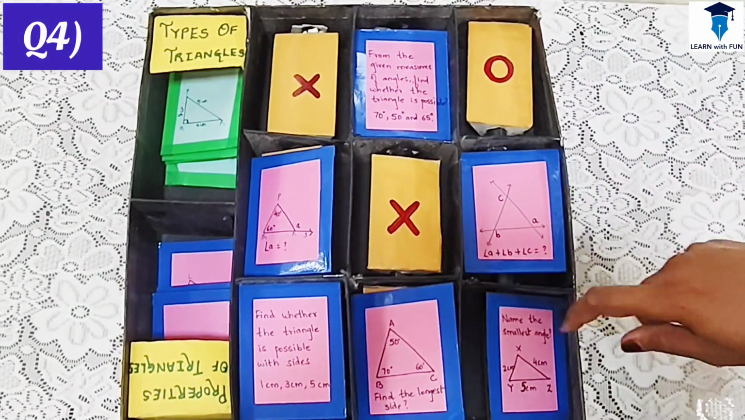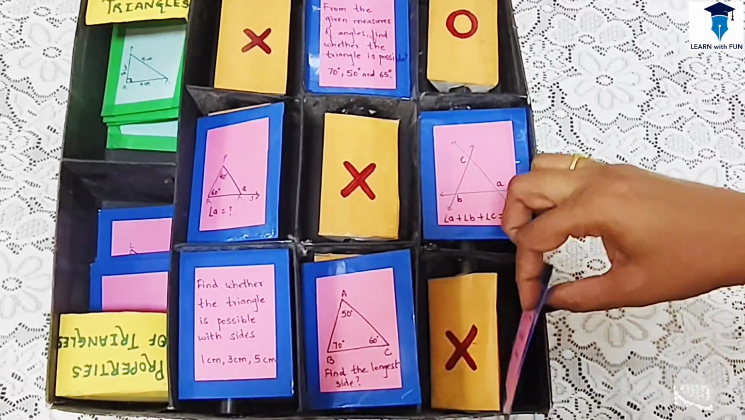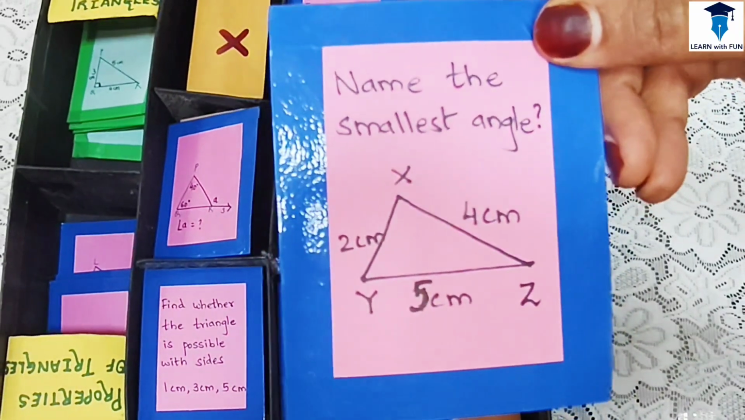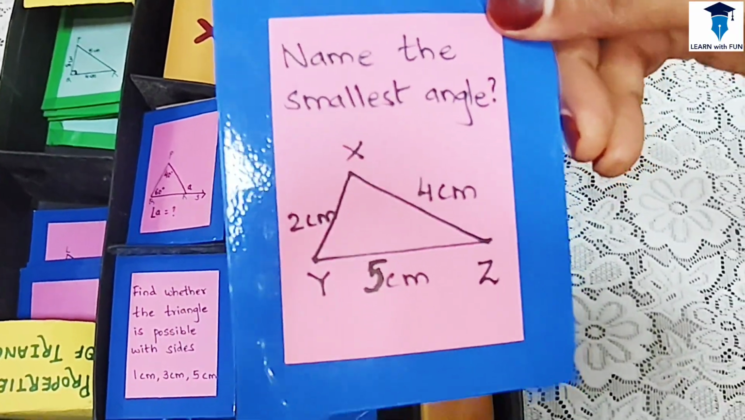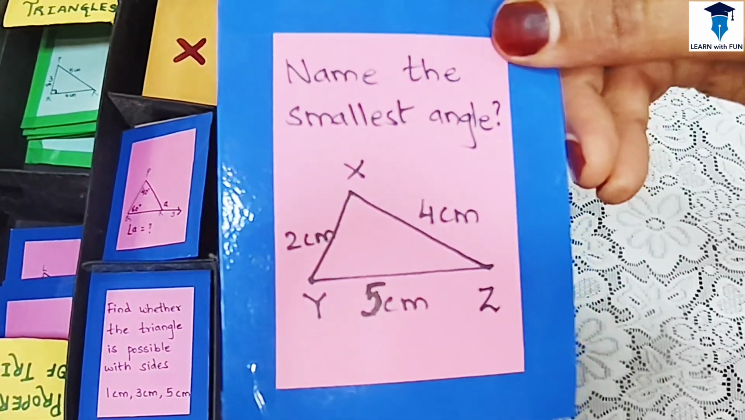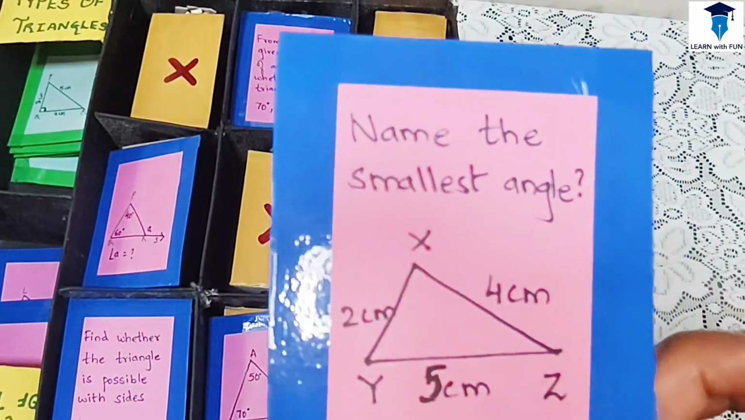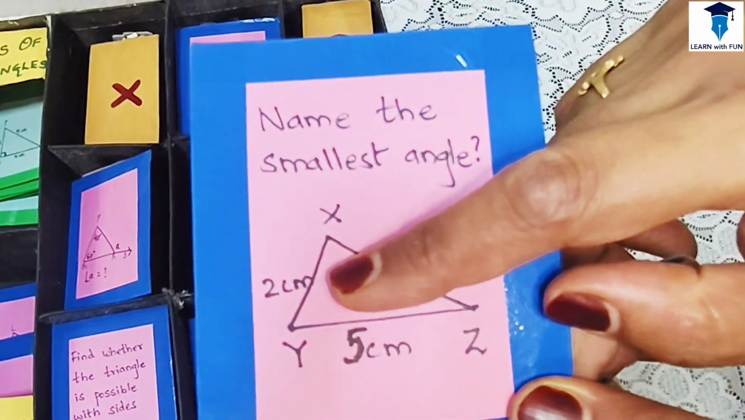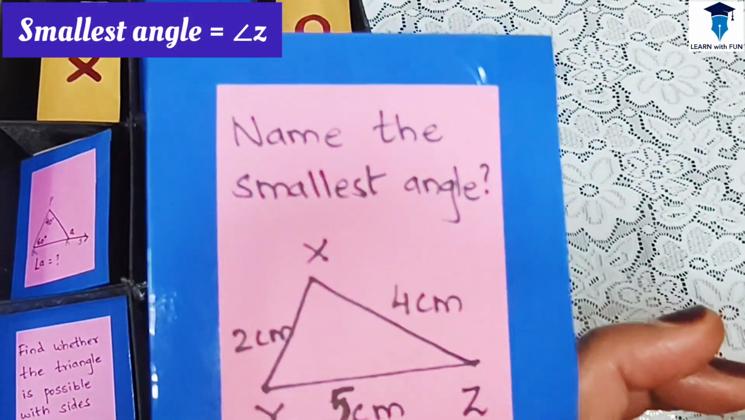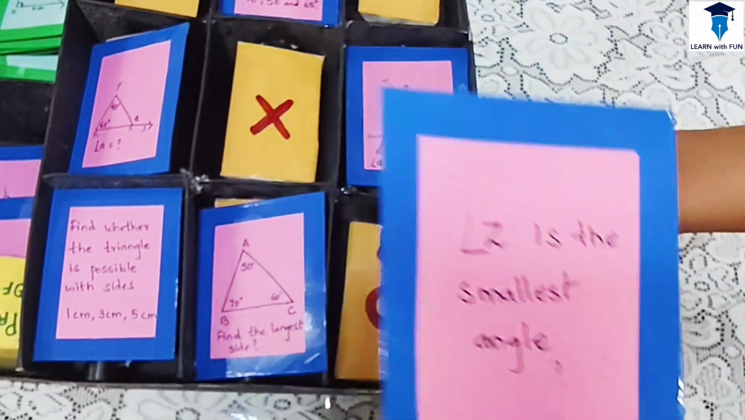Now the 0. Now he knows that X is getting formed, so definitely he wants 0 over here. But before that he has to give the correct answer. Let's see what is the question written here. Name the smallest angle. The sides are given and they are asking you for the smallest angle: 2 centimeter, 4 centimeter and 5 centimeter. So using the properties of inequality of a scalene triangle, definitely he will say that 2 centimeter is the smallest side. So definitely this angle, that is angle Z, has to be the smallest angle. Yes, angle Z is the smallest angle. He gave the correct answer. So 0 will be placed over here.